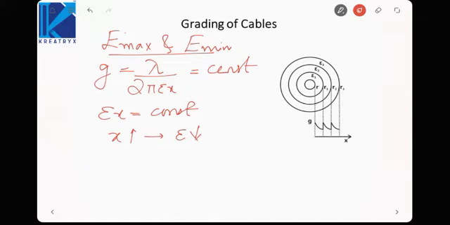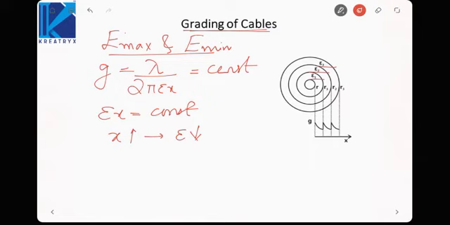So we need an infinite number of dielectric materials. That is why instead of using an infinite number of dielectric materials, what we do is we use 3 or 4 dielectrics, which is called grading of the cable. As it is shown here, we are using 3 dielectrics having permittivities epsilon 1, epsilon 2 and epsilon 3. So that is why we are approximating an infinite number of dielectrics by a finite number of dielectrics so as to reduce the difference between Emax and Emin. Though it will not make the difference 0, it will certainly reduce the difference.